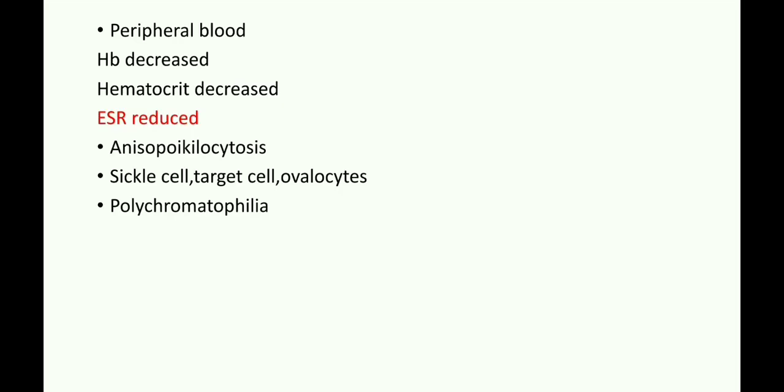So in the peripheral blood, the hemoglobin is decreased and the hematocrit is decreased. The ESR is reduced in sickle cell anemia. Here you can get anisopoikilocytosis, and you can see sickle shaped cells, that is the most characteristic one in sickle cell anemia. At the same time, as we have already said, target cells can also be seen in sickle cell anemia, and even some other cells like ovalocytes. Polychromatophilia is observed in sickle cell anemia.